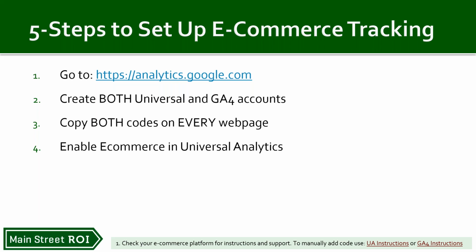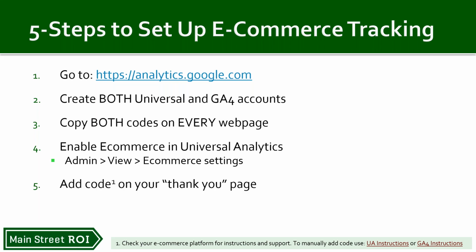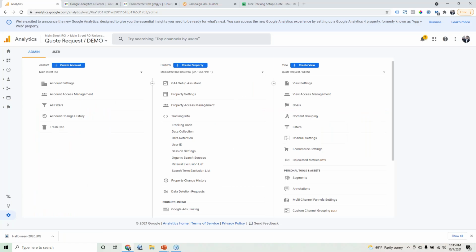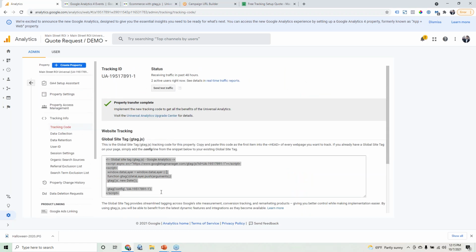So with Universal Analytics, you have to enable e-commerce. I'm going to show you how to do that in just a second. And then you have to add some code to your shopping cart thank you page. So I'm going to jump over to analytics here. If you go to analytics, set up an account, you'll eventually at the end get the tracking code that's right here. You just copy and paste that onto your site. Same thing with Google Analytics 4. You copy that onto your site.